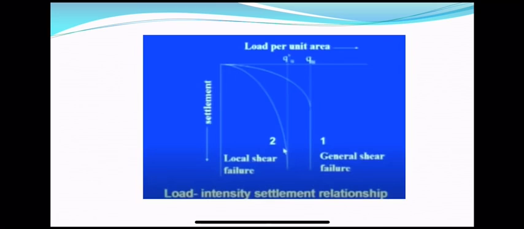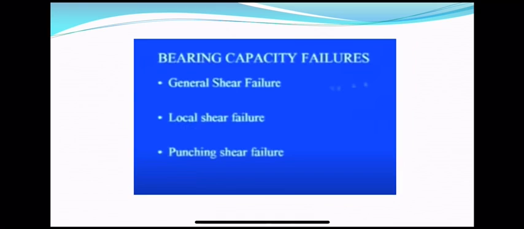Based upon this, we classify these as general shear failure and local shear failure. So the failures are one, general shear failure, and another, local shear failure. And in the bearing capacity failures, one more failure also takes place, punching shear failure.